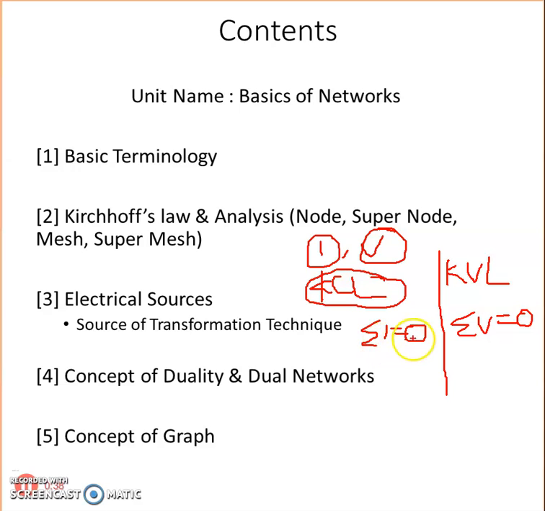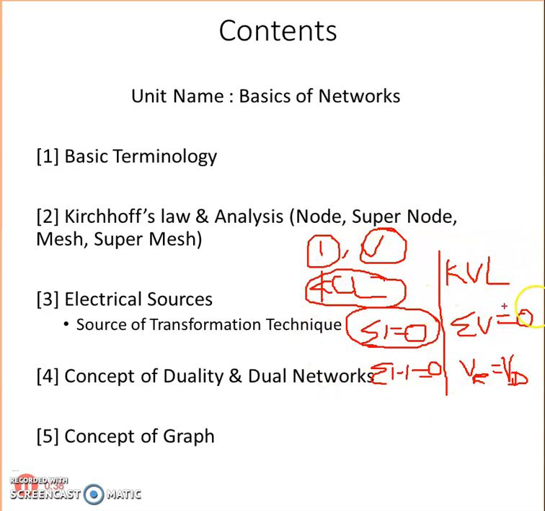So summation of the current is equal to 0, and summation of the voltage is equal to 0. Further, what is the summation of the current? It is the summation of incoming current minus outgoing current, equal to 0. This is Kirchhoff current law. What about Kirchhoff voltage law? Source potential rise is equal to potential drop. This is what Kirchhoff voltage law says.